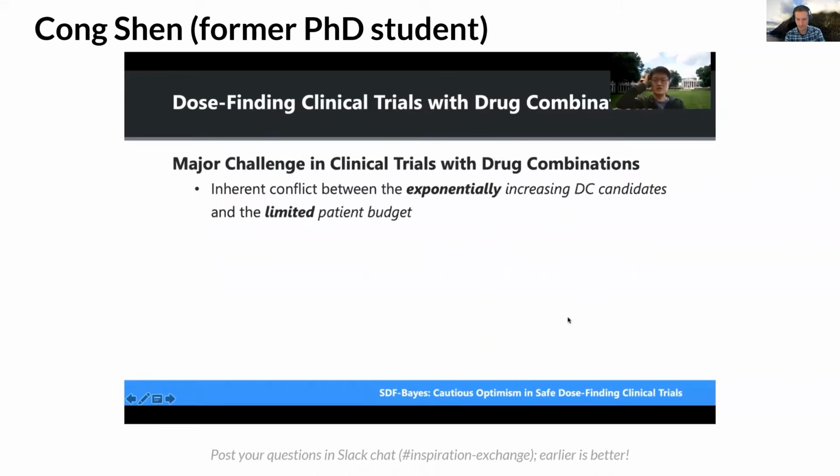The main challenge in clinical trials with drug combinations is mainly coming from this fundamental conflict between the exponentially increasing DC candidates and the limited patient budget. On the one hand, the number of DC candidates would increase exponentially with the number of drugs. On the other hand, we only have a limited number of patients. And in reality, we are dealing with maybe a dozen, several dozens, or maybe up to 100 patients. However, the number of DC candidates can grow quite large. So how can we effectively learn the MTD with a limited patient budget? This is really the key problem.